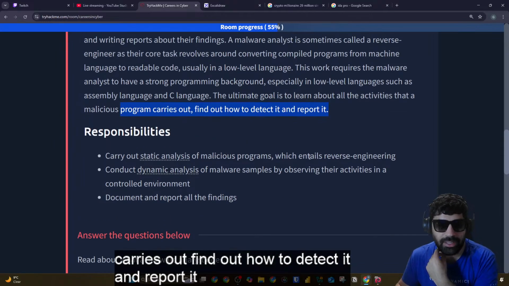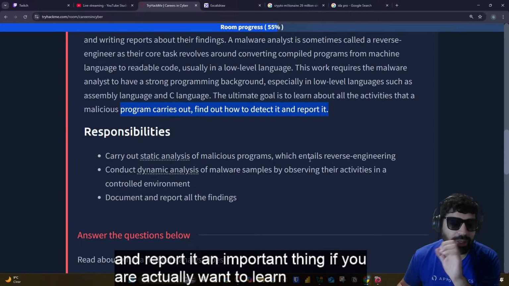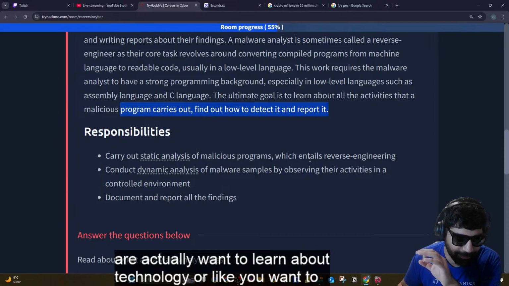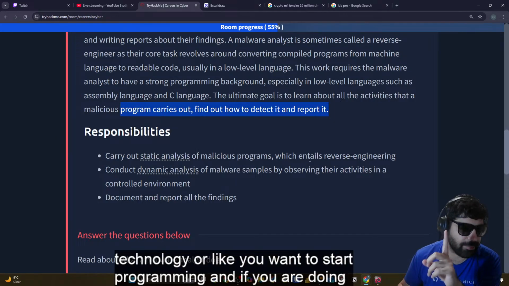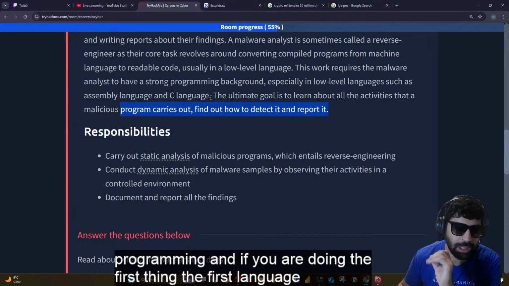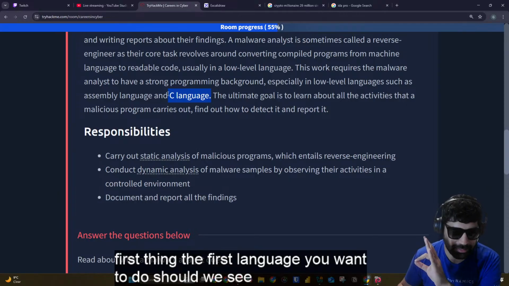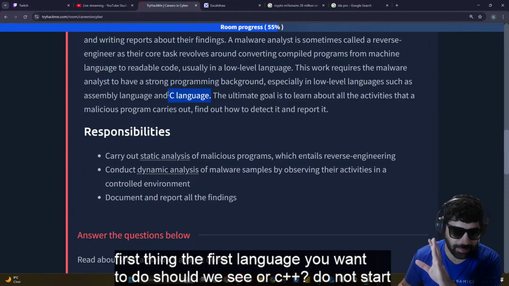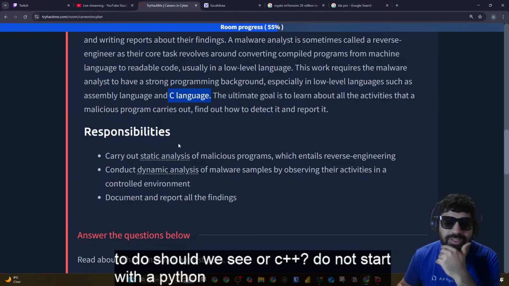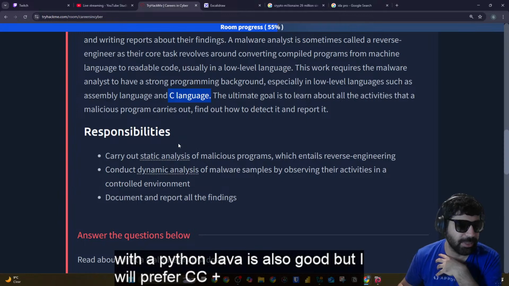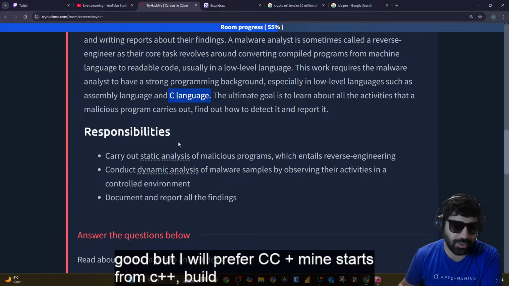An important thing, if you actually want to learn about technology, or you want to start programming, the first language you should learn should be C or C++. Do not start with Python. Java is also good, but I prefer C, C++. Starting from C++ builds a beautiful, strong foundation.